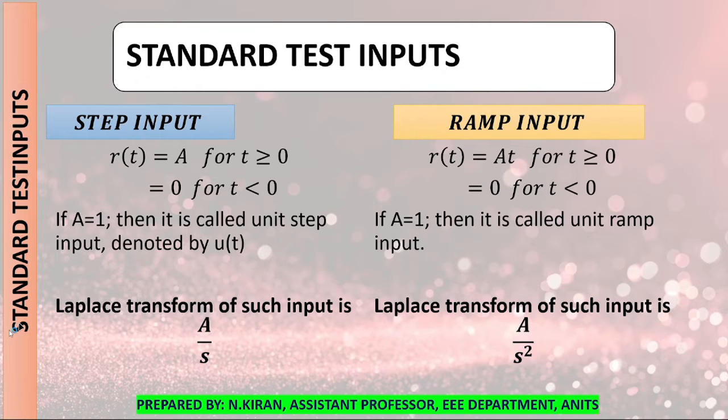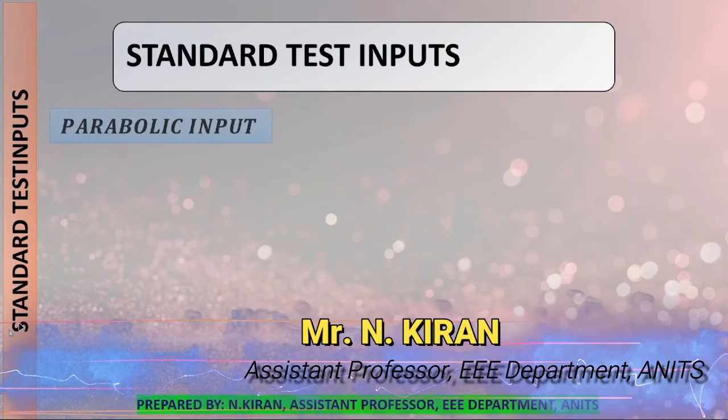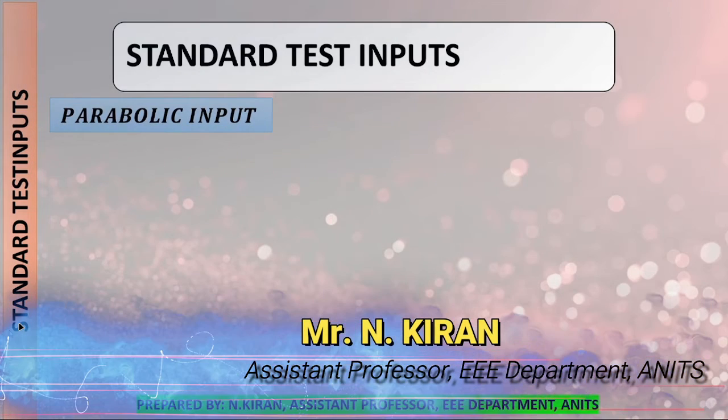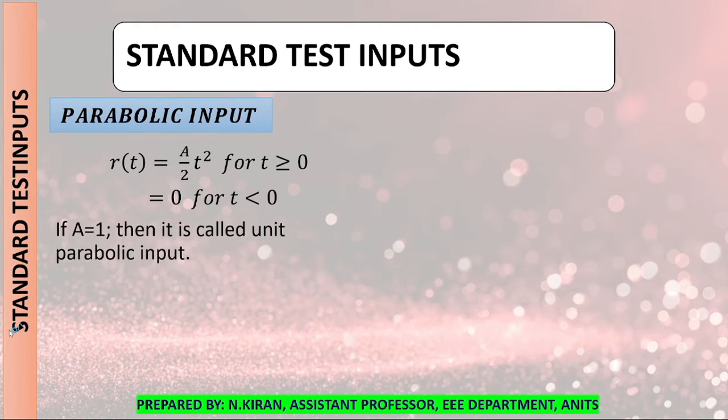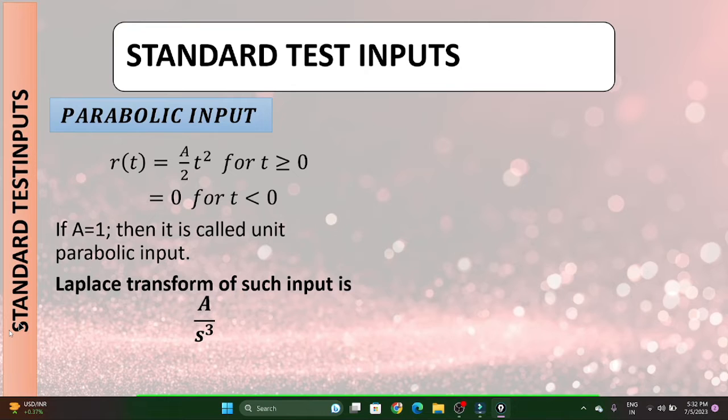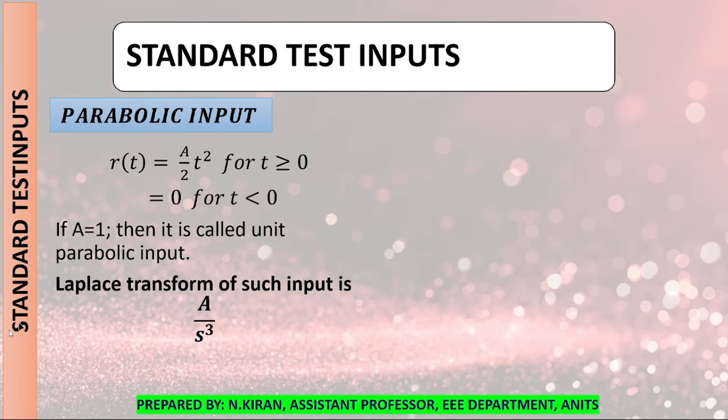And the third test input that we consider is parabolic input. It can be defined as its value is 0 for t less than 0, and its value is (A/2)t² for t greater than 0. And if this A value is 1, we call it unit parabolic input. The Laplace transform of the parabolic input is A/s³, and if A value is 1, its Laplace transform is 1/s³. So these are the various standard test inputs that we are going to consider in the analysis of time response of control system.